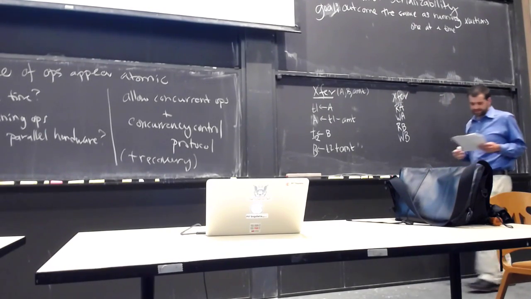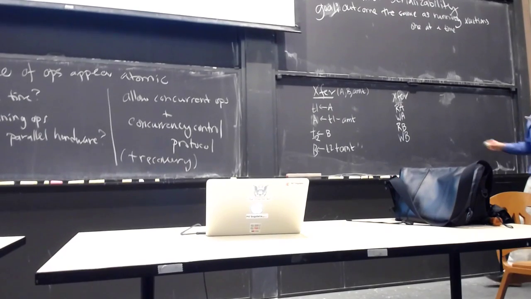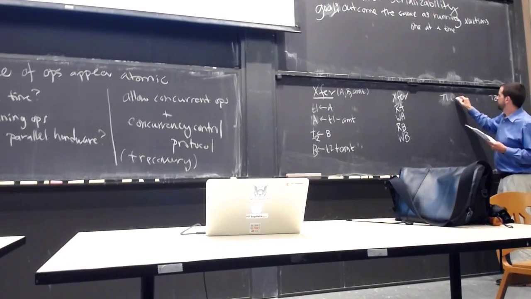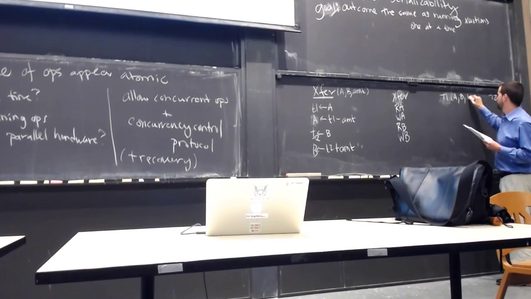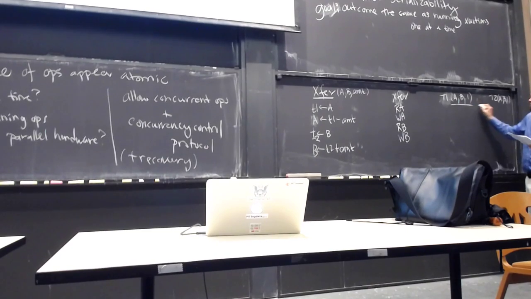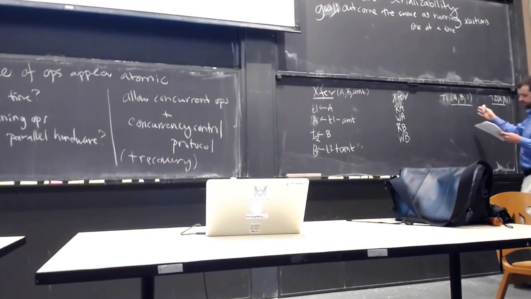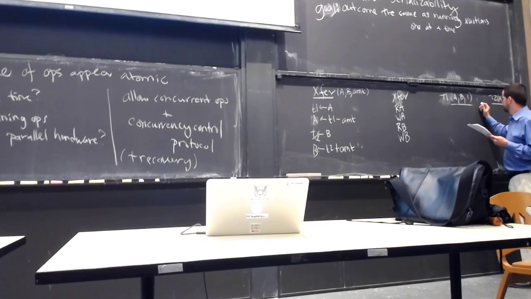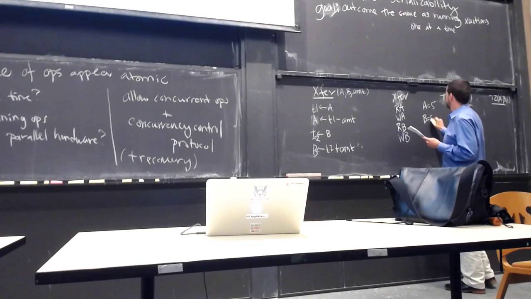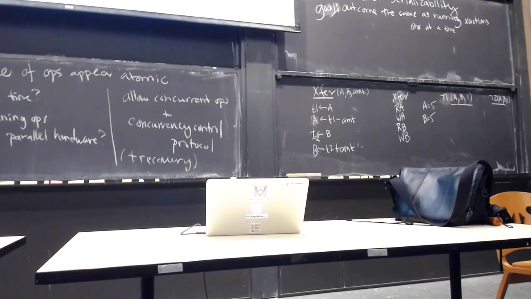Okay, so now let's consider an interleaving of these operations. Suppose I run two transfers, T1 and T2, which move $1 from A to B, and $1 from A to B. So I'm going to do two concurrent transfer operations. And let's suppose I start with, say, A is equal to 5 and B is equal to 5. Okay, so we take this very simple example.